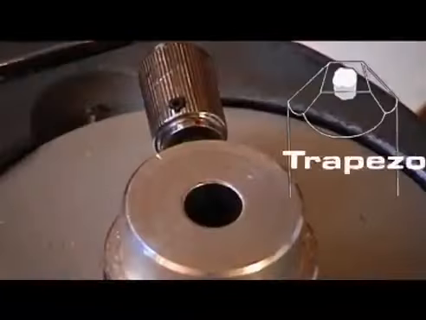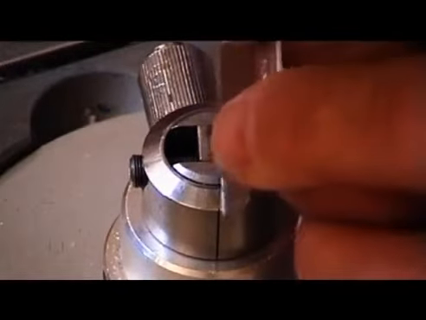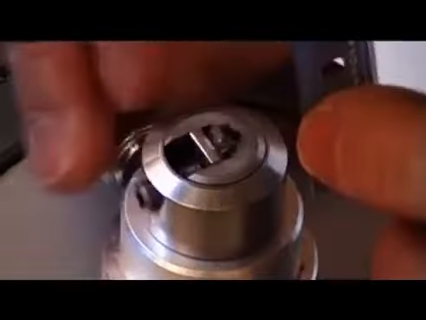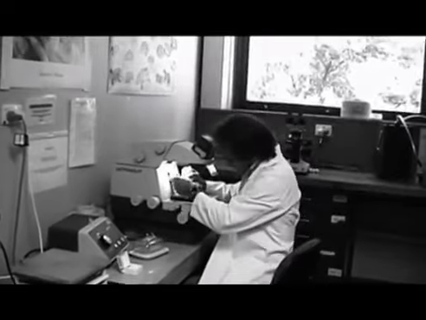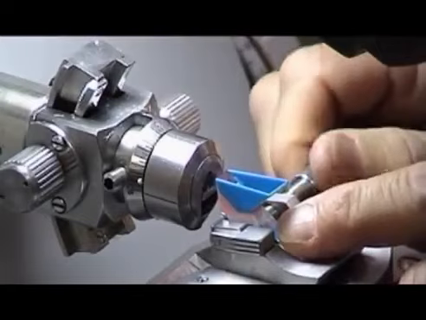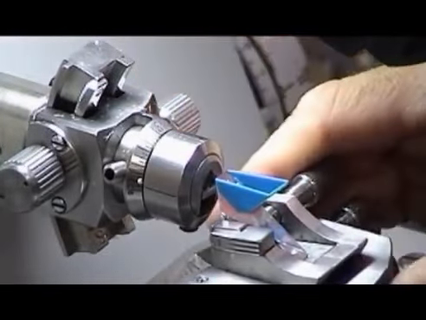The cutting face of the hardened block is trimmed into the shape of a trapezoid using a razor blade and a dissecting microscope. Final trimming is done using the precision controls of the ultramicrotome and a glass knife. Note that due to the tiny sizes of the block, the knife and water bath, the operator of the ultramicrotome has to use a microscope.